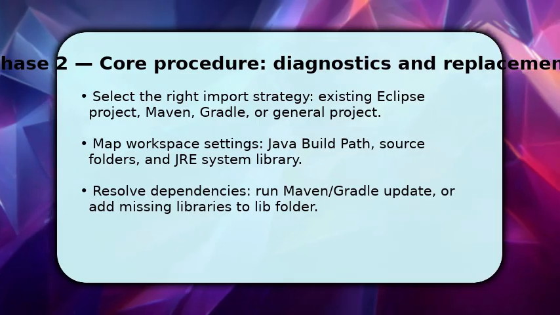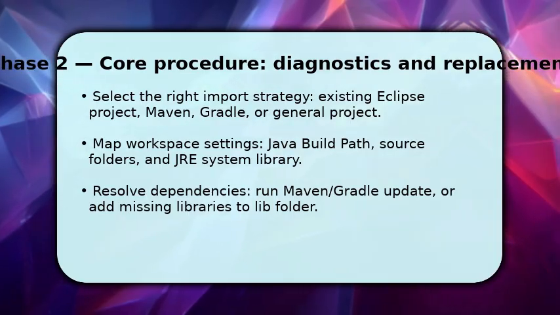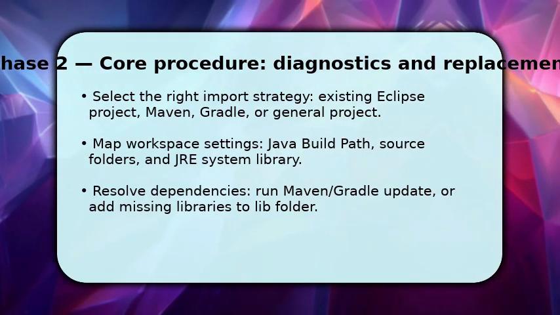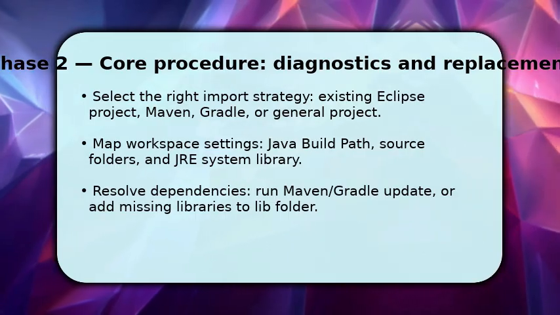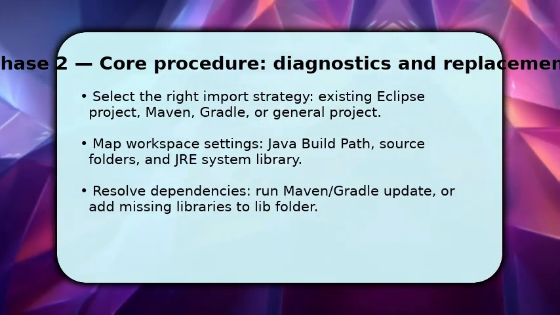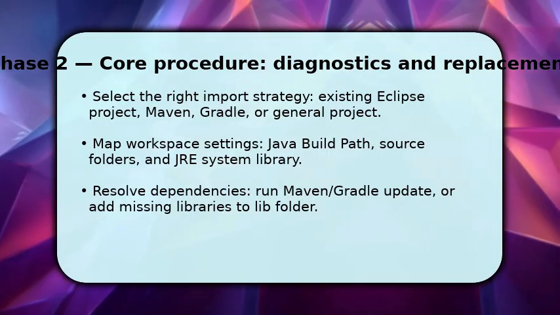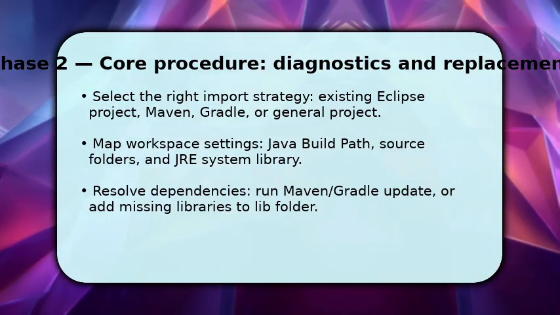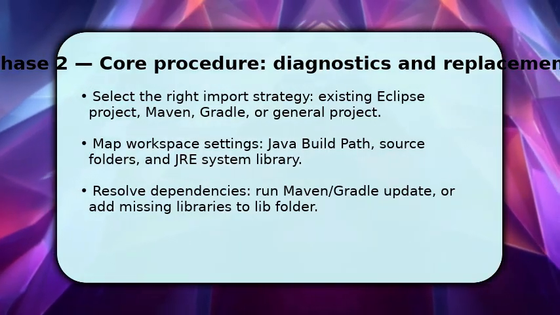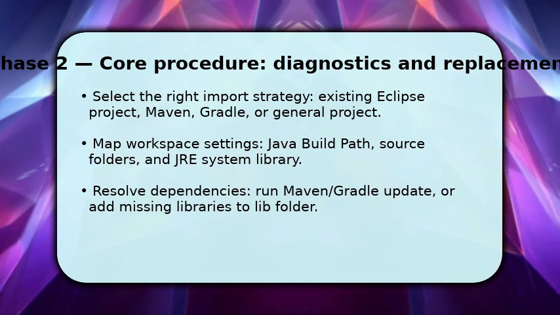After import, fix the Java build path and set the correct JRE system library. Make sure source and resource folders are included. Then run Maven update or Gradle refresh to pull dependencies. If you still see errors, check for missing libraries in a lib folder, and now clean and build the project.